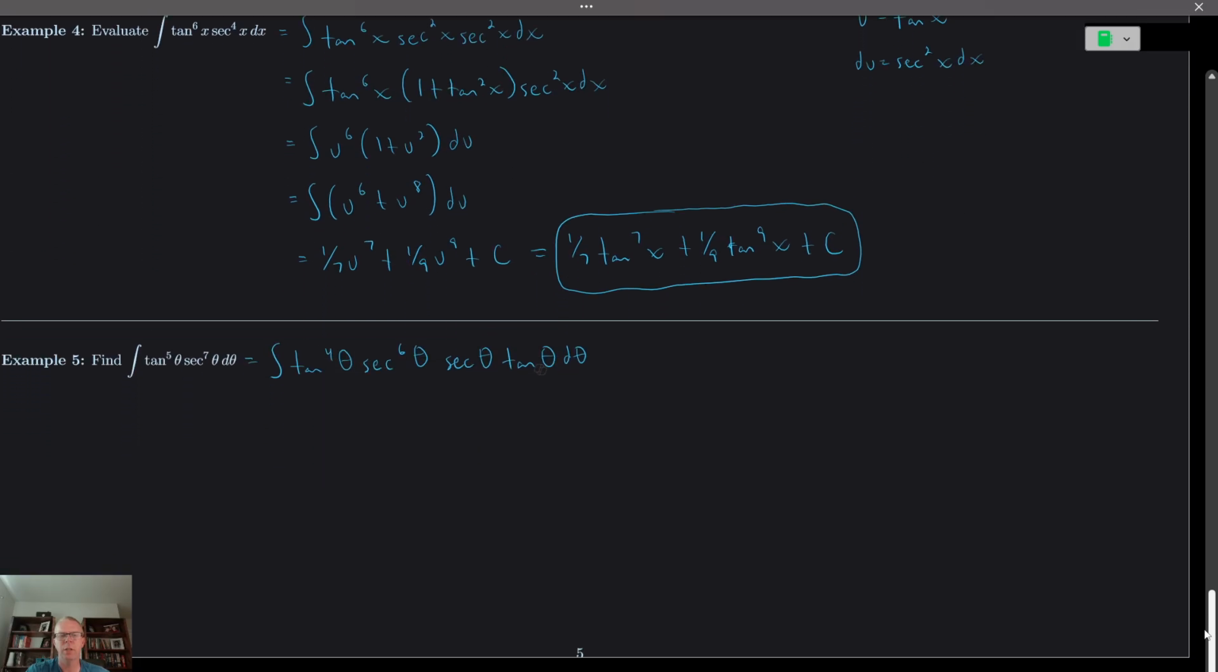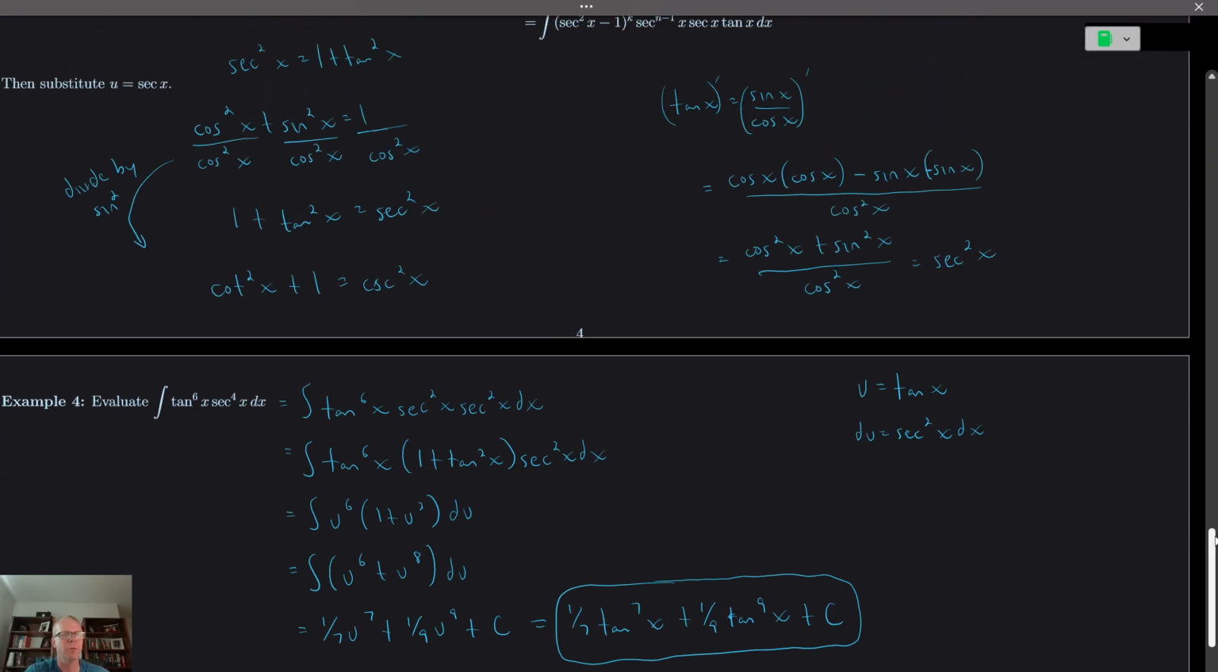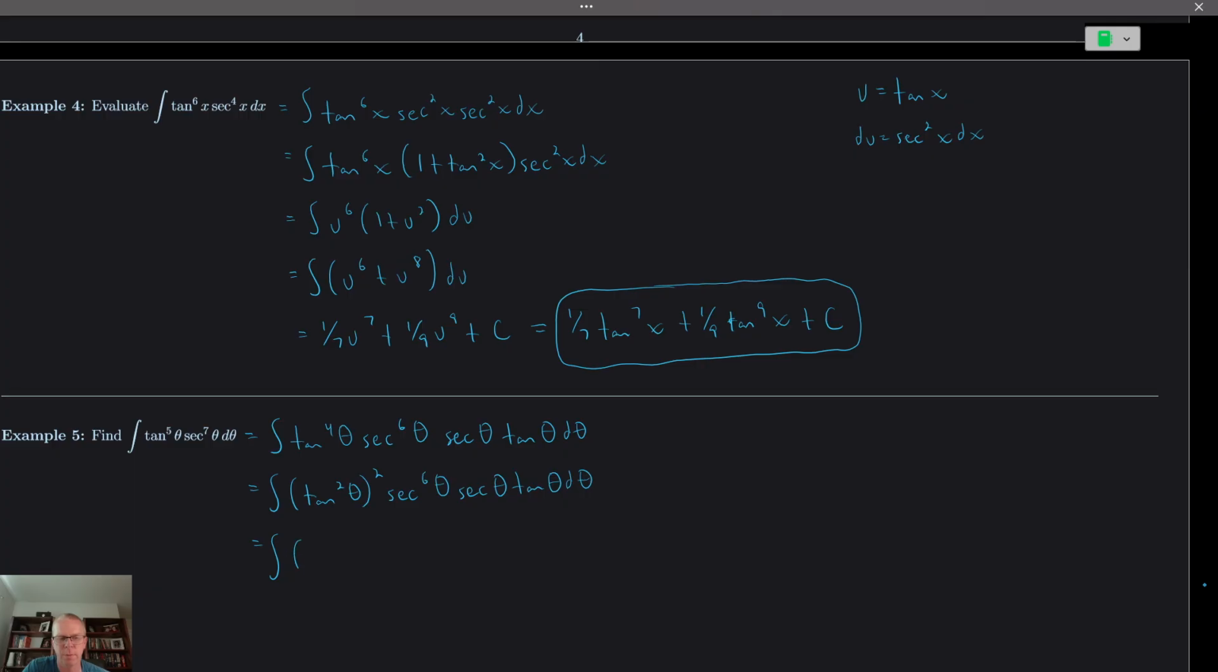So now let's write this way first. Tangent squared, squared, theta, secant to the 6th theta, secant theta tangent theta d theta. And so let's do that substitution. I still have to remind myself because sometimes it's hard. I just forget. Secant squared minus 1. Just want to make sure too.